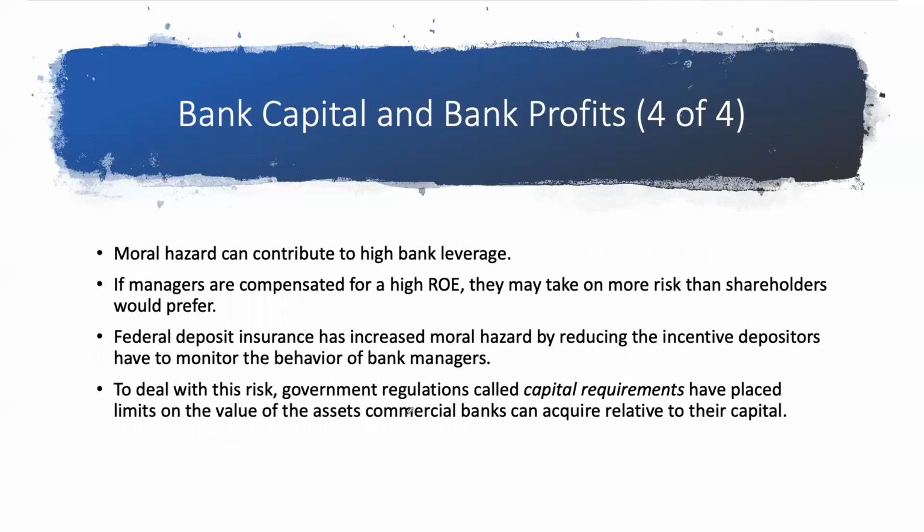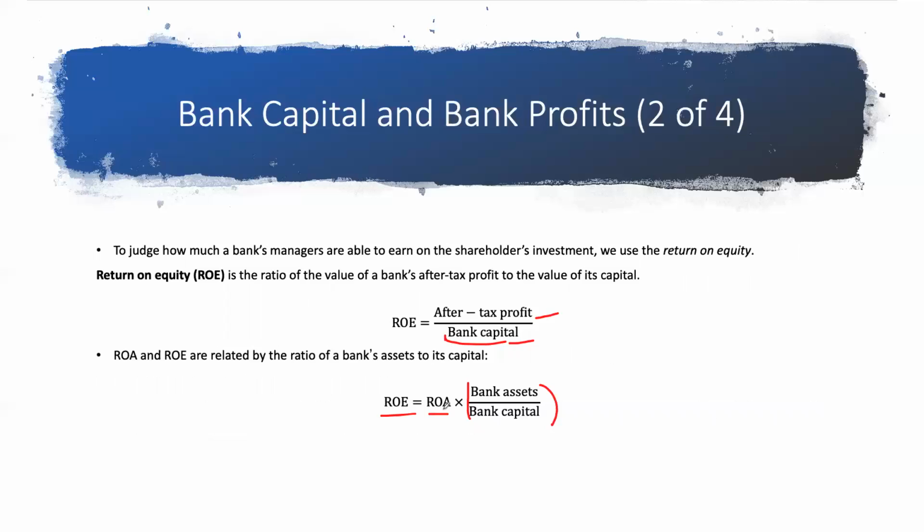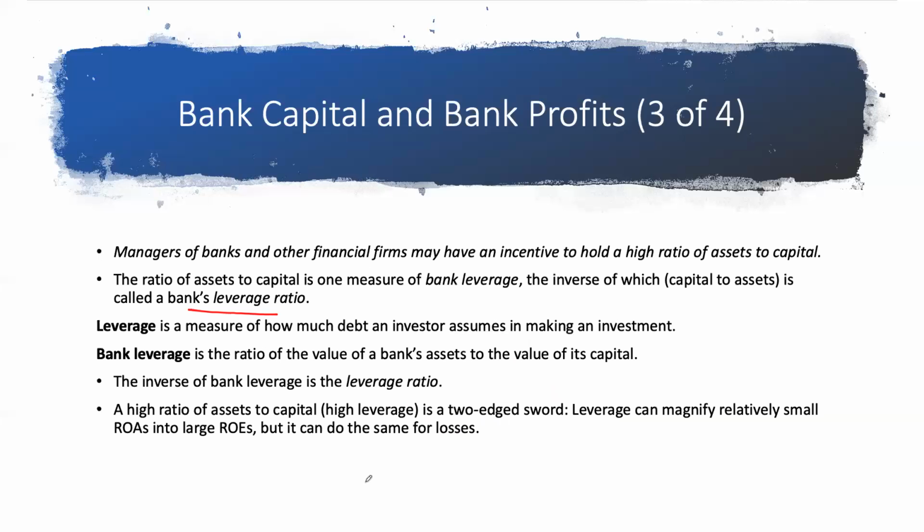If the going is good, if the return on assets goes up by 2% and the leverage ratio is 10, then the return on equity is 20%. But if the return on assets is negative 2% and the leverage ratio is still 10, the return on equity is negative 20%. So leverage not only magnifies the upside, if you carry a lot of leverage on the bank's balance sheet, it also magnifies the downside.